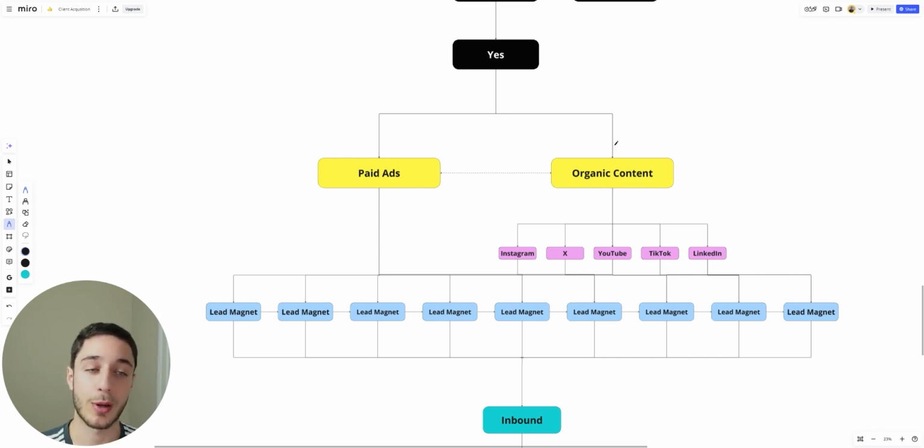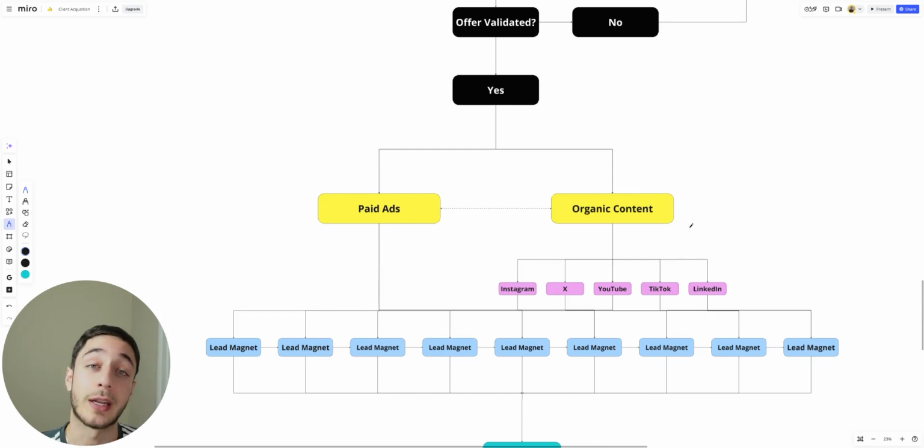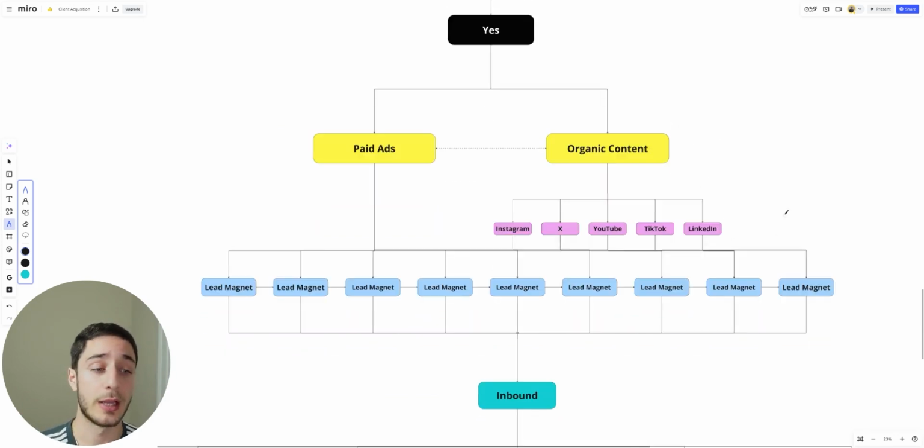I would highly recommend for you, if you're going to start off, and you actually validate your offer, you start with the organic content route. But I just want to say the paid ads are still there. Now that we know our offer is validated, we can actually spend more time setting up our organic content funnel. Now, organic content is actually what I call inbound marketing, and it's the only form of inbound marketing.